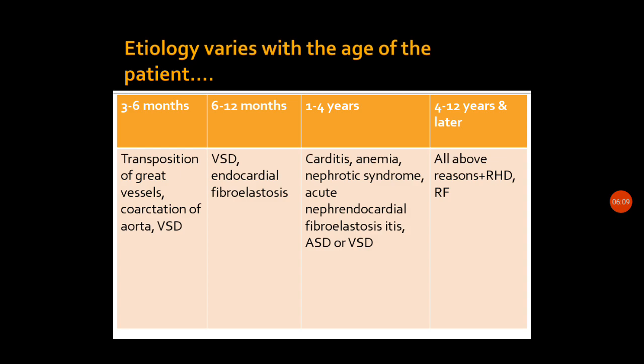In 3 to 6 months: transposition of great vessels, coarctation of aorta, ventricular septal defect, endocardial fibroelastosis, carditis, anemia, nephrotic syndrome, acute nephritis, endocardial fibroelastosis, then ASD or VSD. And in 4 to 12 years or later, all the above reasons plus rheumatic fever, and rheumatic heart disease can lead to CCF.